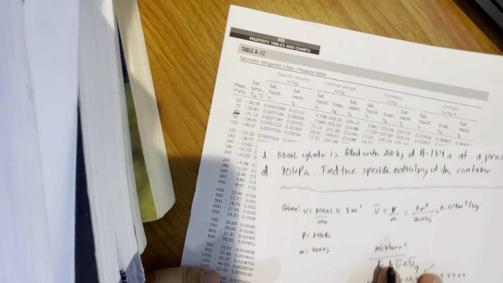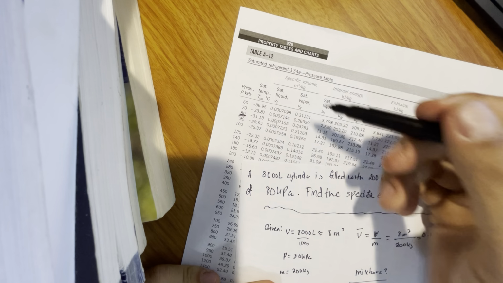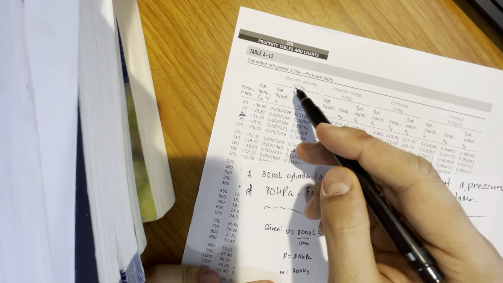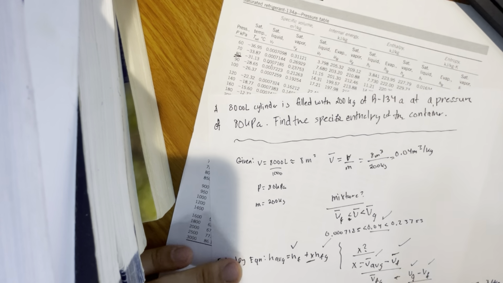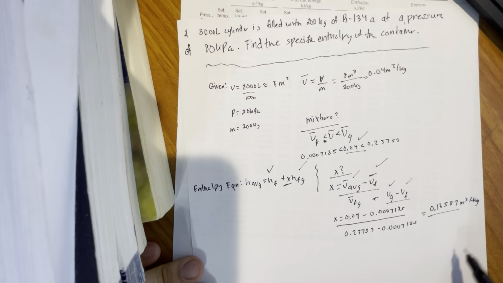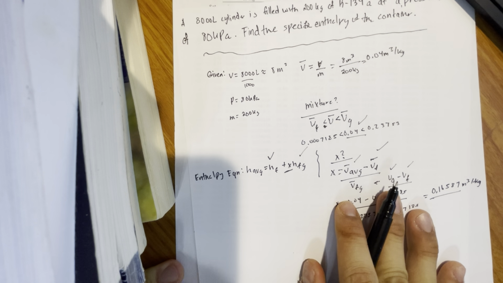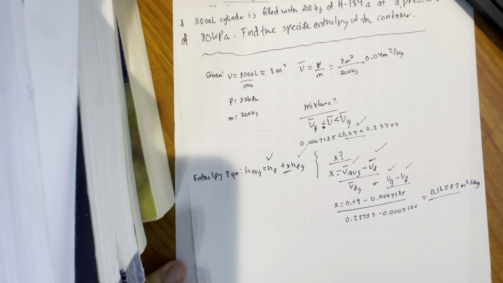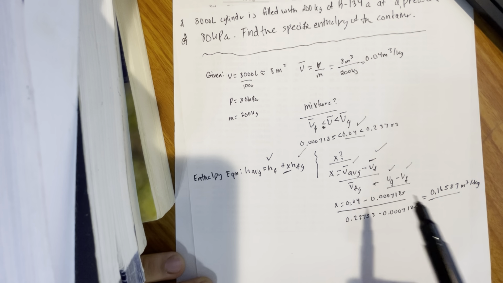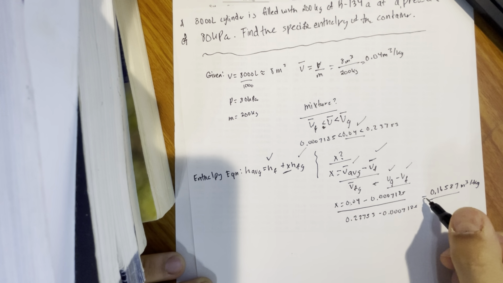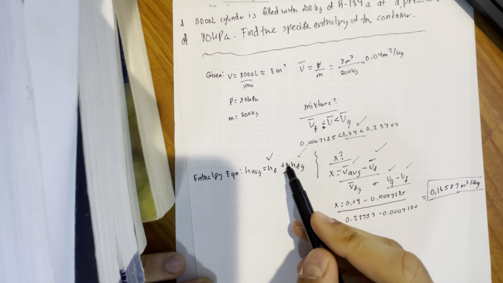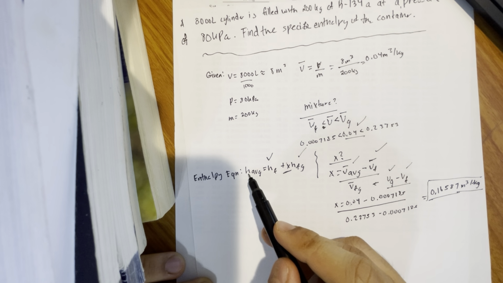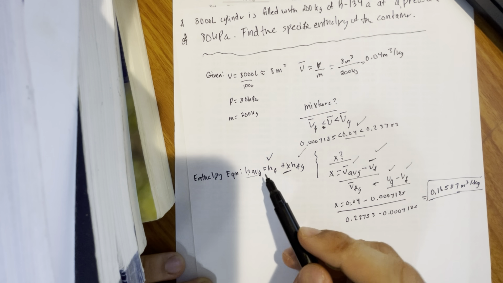From the table, we can see that the units are m cubed over kg. Now that we found x, this is our x value right here. We can then plug that back into this equation to find the H average, the specific enthalpy.